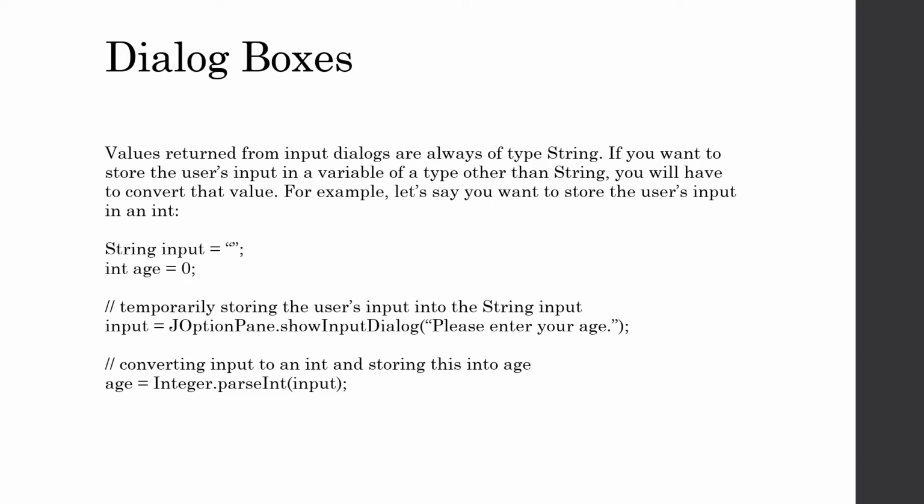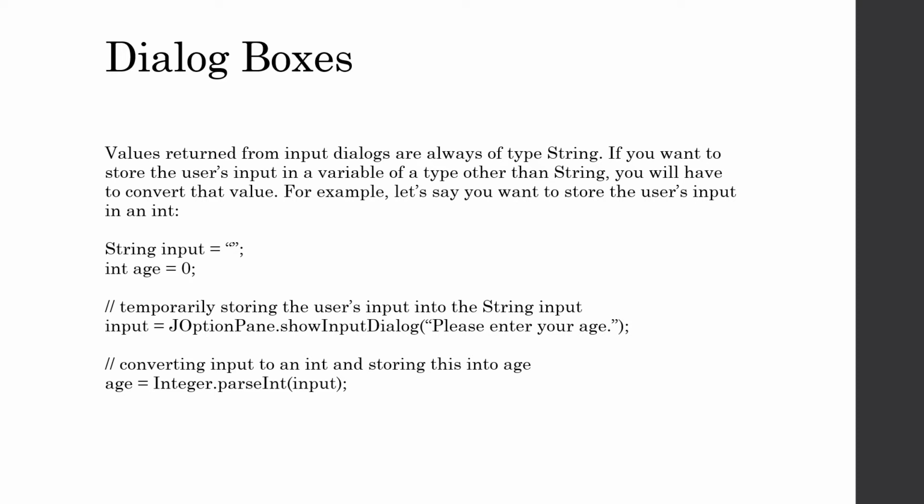So whenever we enter a value for input dialogs, they are always going to be treated as a string. So whenever we get something out of show input dialog, that thing that we're getting out of it is always treated as a string. So if we want to store the user's input in a variable of some type other than string, we need to go ahead and convert that value. So for example, let's say you want to store the user's input as an int. So we want to use the int data type.